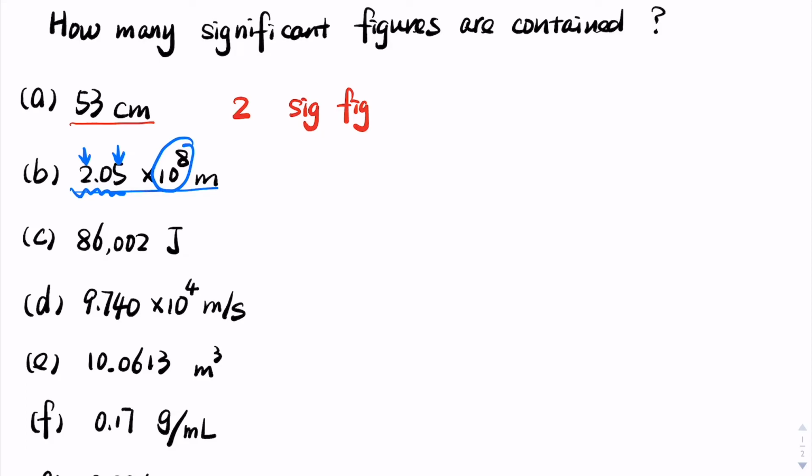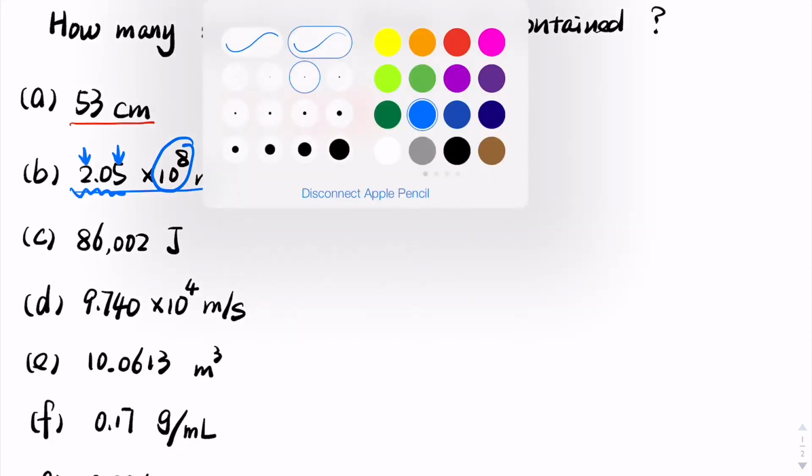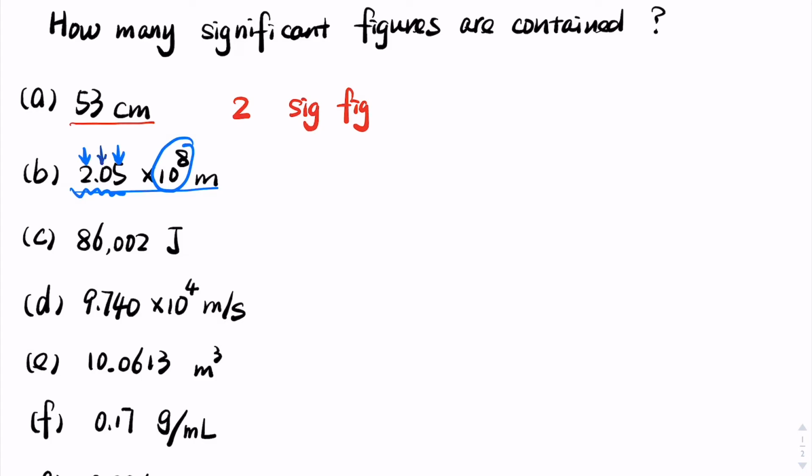And this zero in this number is trapped in between, so it's also significant. Therefore, all the numbers in this 2.05 are significant. So the answer for this B will be 3 sig figs.